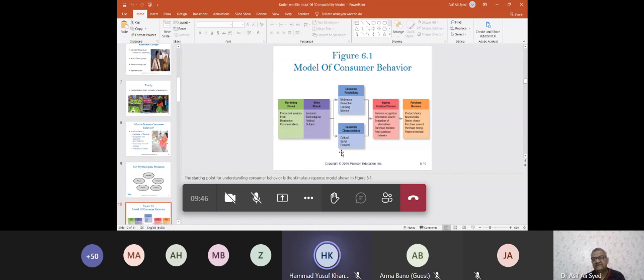Also, they're going to be looking at the size of the investment in terms of the purchase amount, when they are going to purchase, and the payment method that they shall be incorporating. So these are associated with the purchase decision.